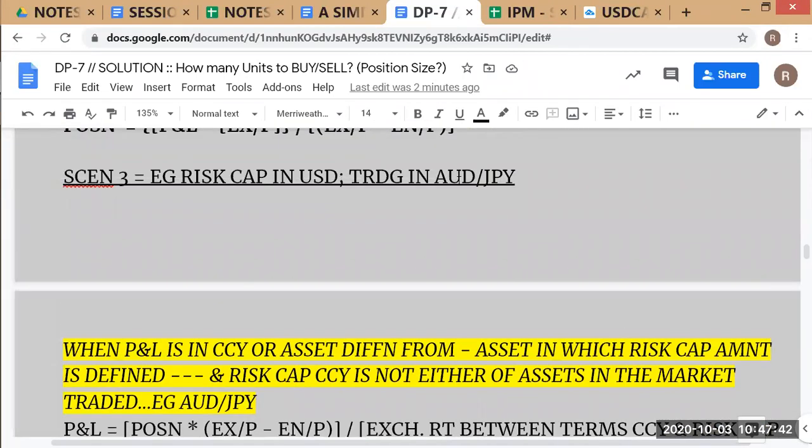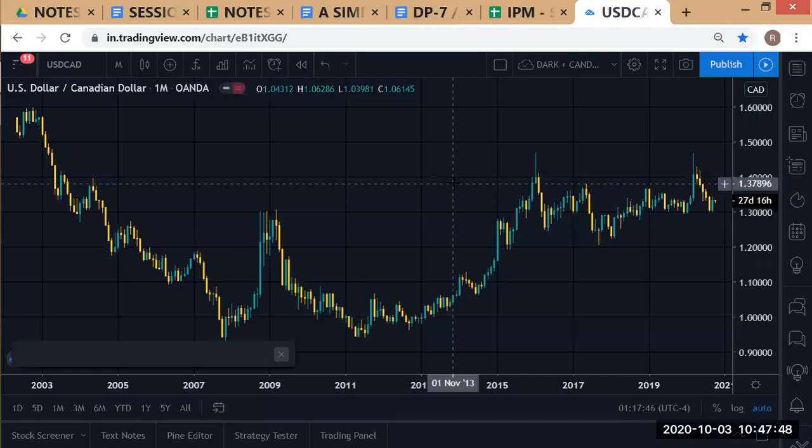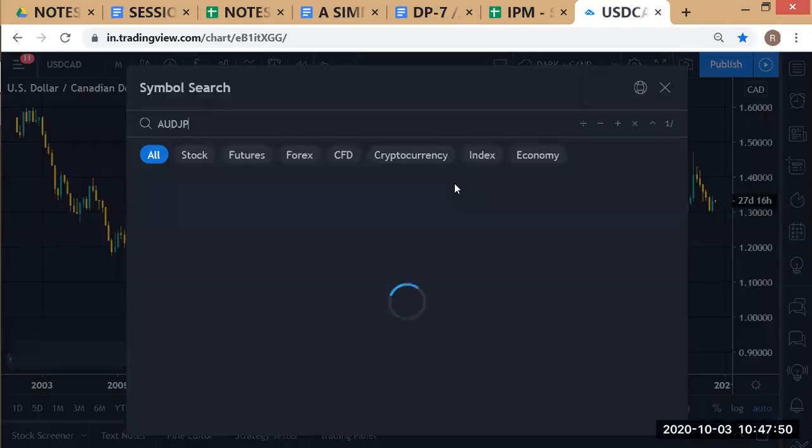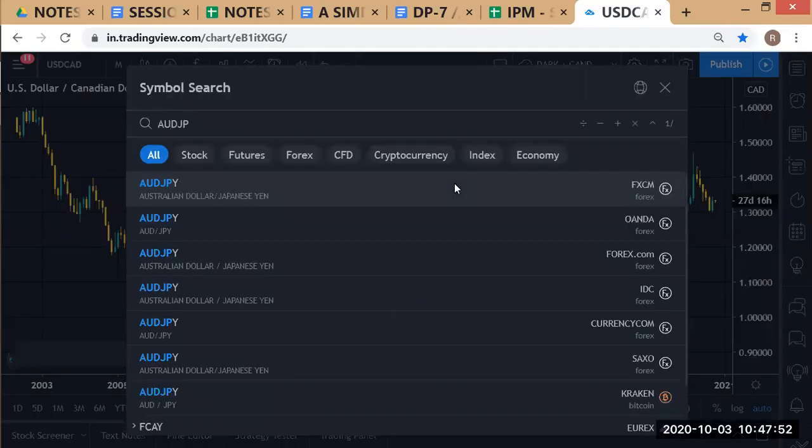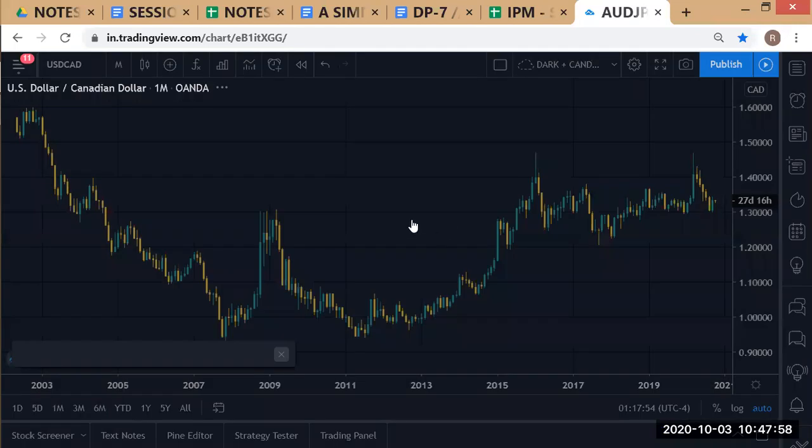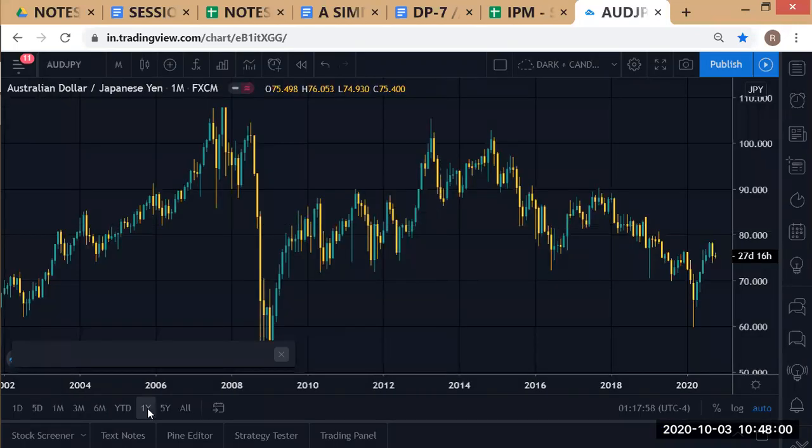Risk cap is always here in USD. Trading is in Aussie yen. Okay, so we can now look at Aussie yen. Let's take this.